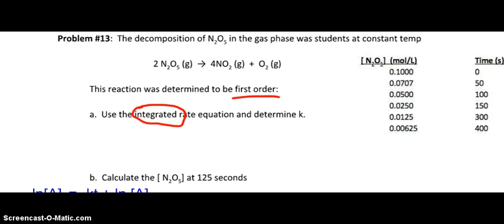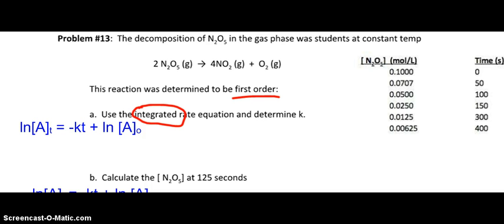So use the integrated rate equation and determine k. So what's our integrated rate equation? It's this one again. If I were you, I'd write small. I don't think I gave you enough room. So we're going to use that. Let's plug in some numbers.